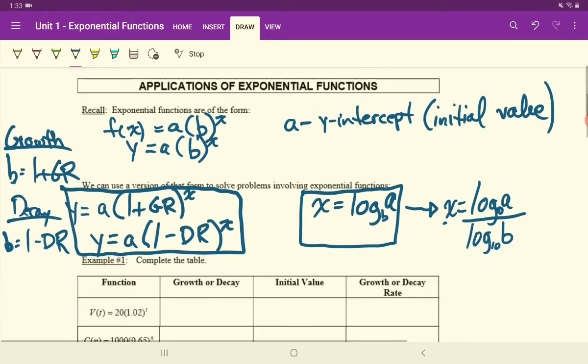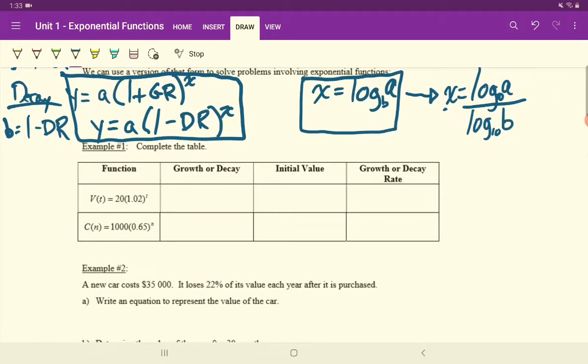Okay? All right. So let's just quickly go over growth rate and decay rate. Okay, so say we have a function v of t equals 20 times 1.02 to the power of t. My first question to you, is it growth or decay? And how can you tell? Well, the answer is that it is growth. And here's how you can tell.